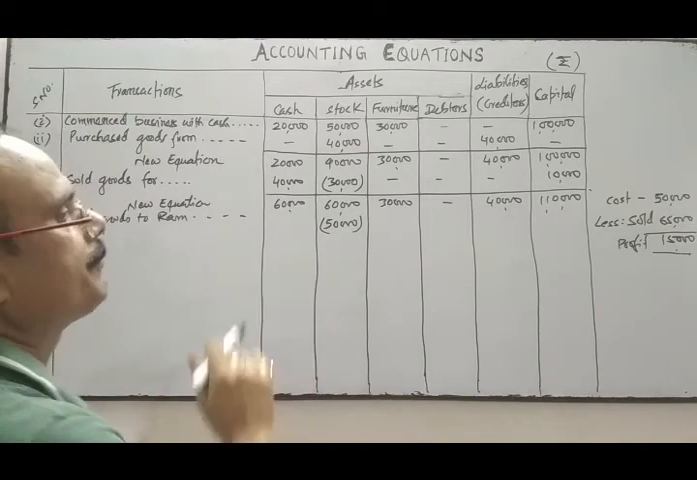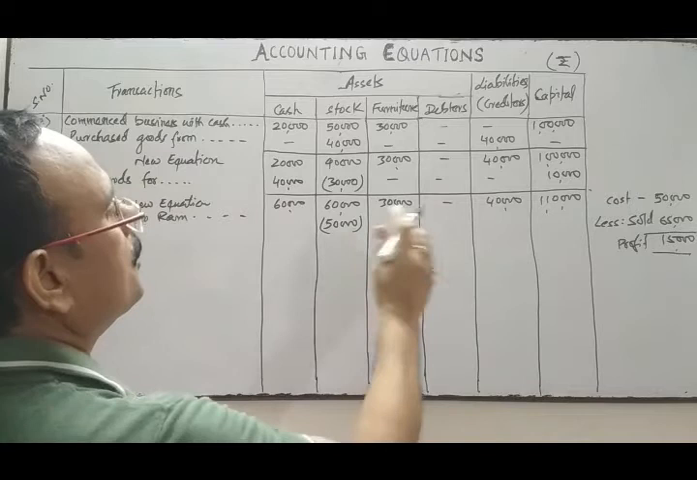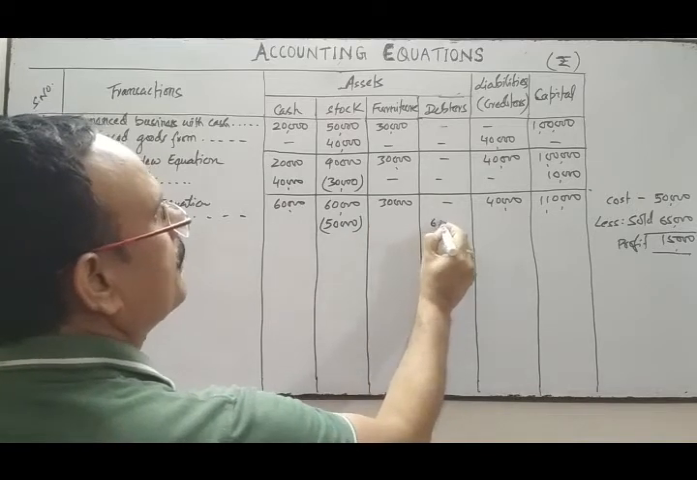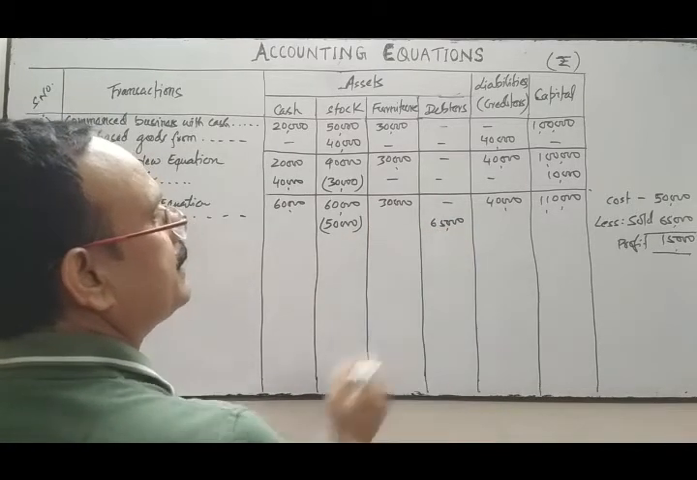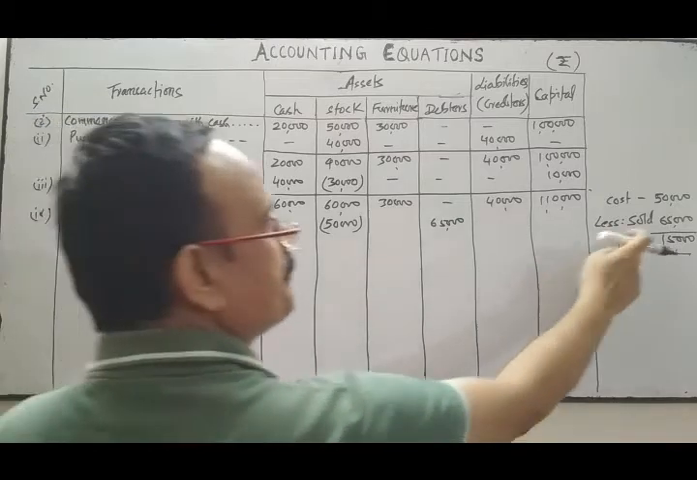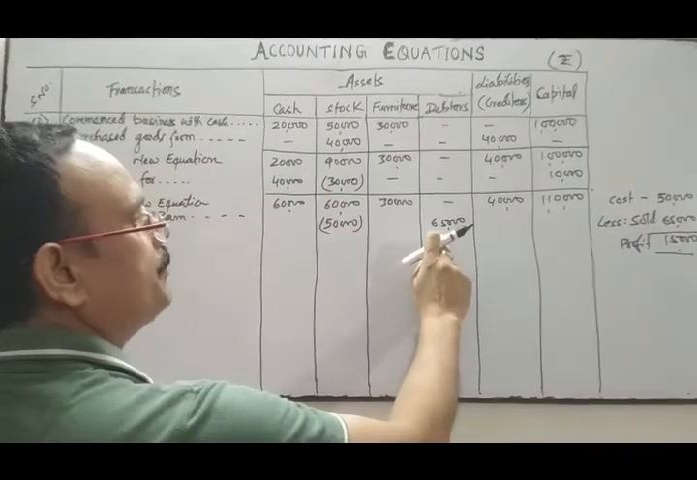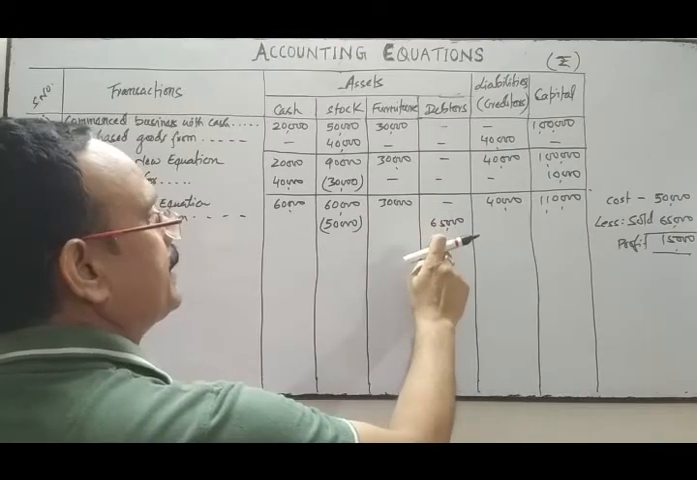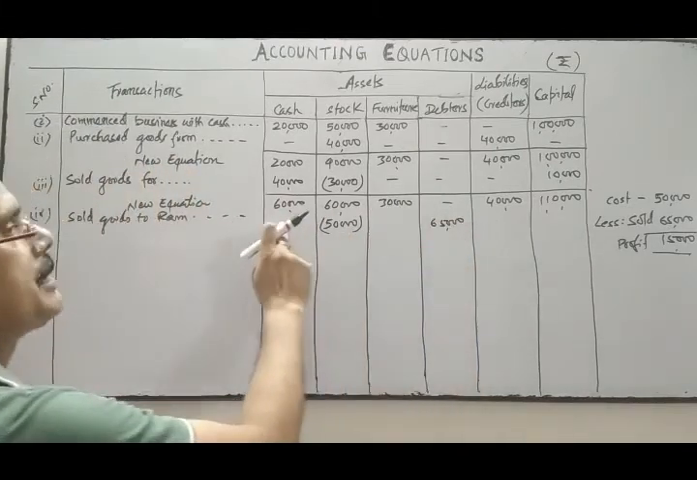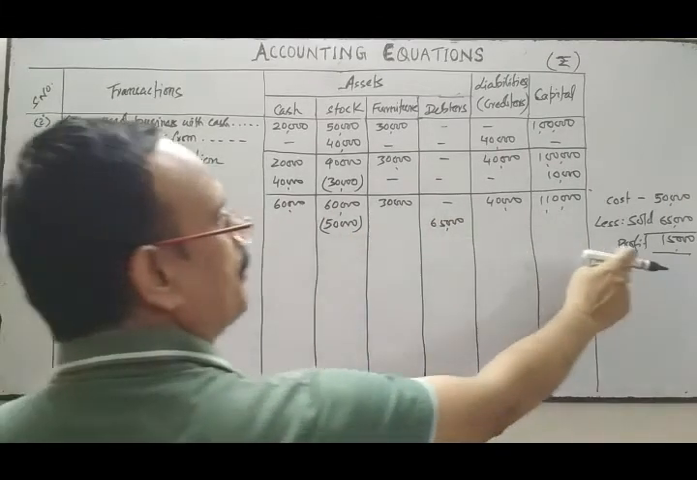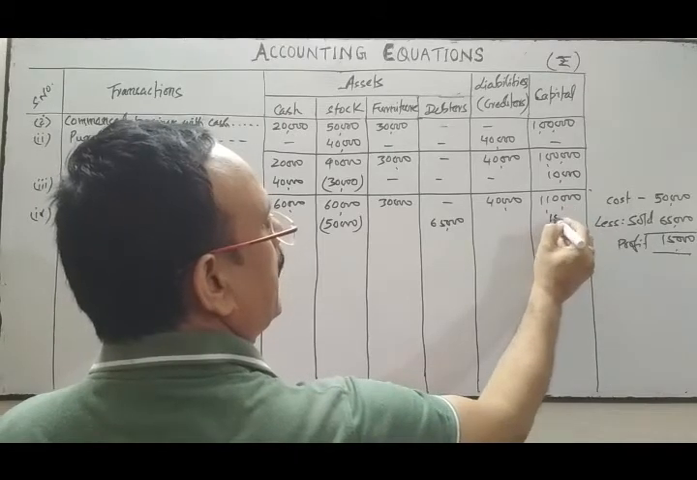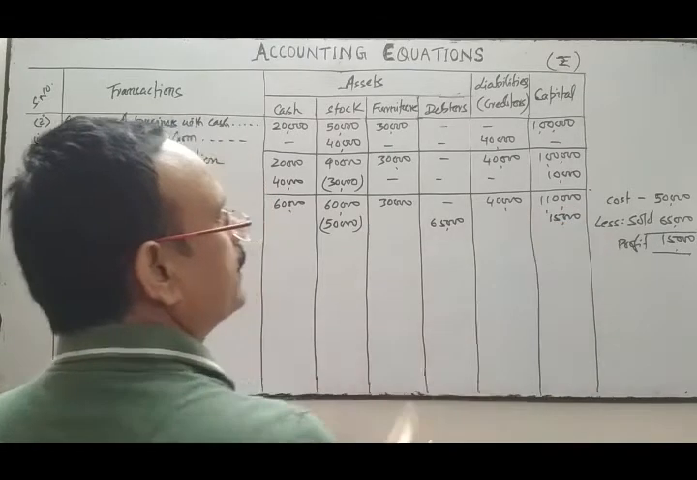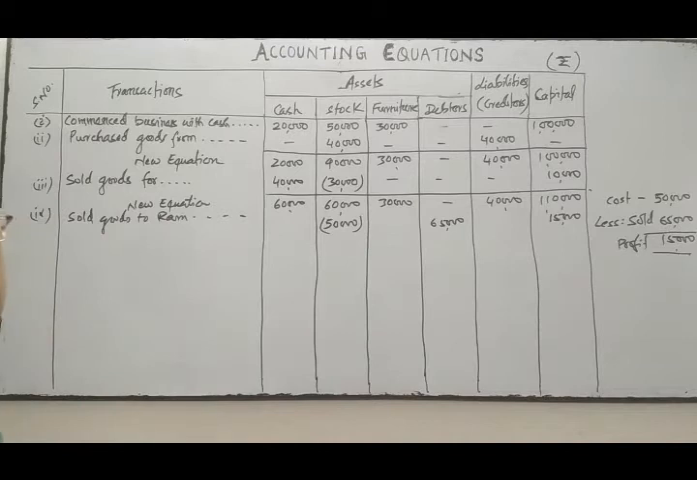Stock will reduce by 50,000 and it is sold on credit. That's why the debtor amount will increase by 65,000. This will be added to debtors because goods are sold on credit. If it is goods sold on cash, then the cash balance will increase. And the profit will be in the capital column because the capital will increase due to this profit.